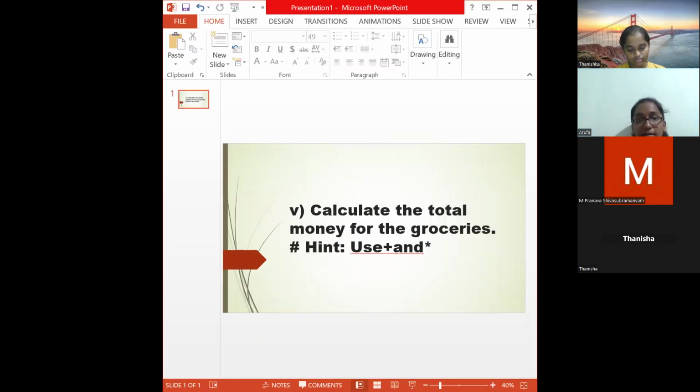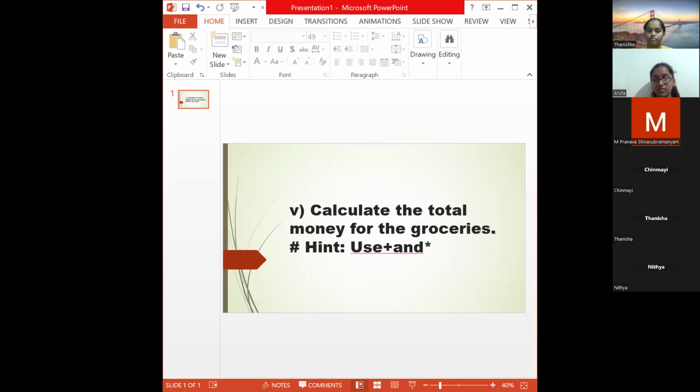Yeah, so I'll be explaining how to calculate the total money for the groceries. Okay, so here we'll use some groceries and items. The hint is that we should use both addition and multiplication. So I'll show you by writing the code in Colab. First we'll write item 1. So item 1, then price. We'll write the price of item 1. Okay, item 1 price is rupees 2.50.